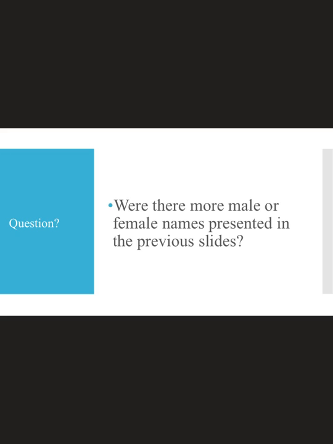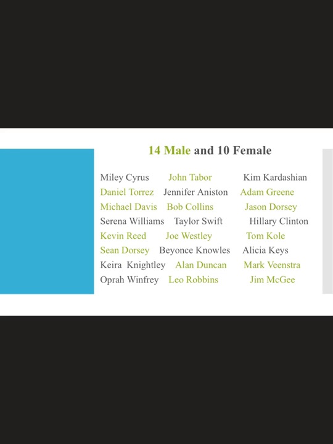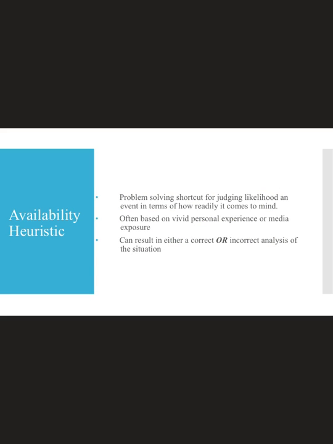Okay, so were there more male or female names presented in the previous slide? There were 14 male and 10 female names actually listed in these slides. And it's interesting, right? You can tell all of the male names are non-famous people and all of the female names are famous people. And that leads us into our understanding of availability heuristics.